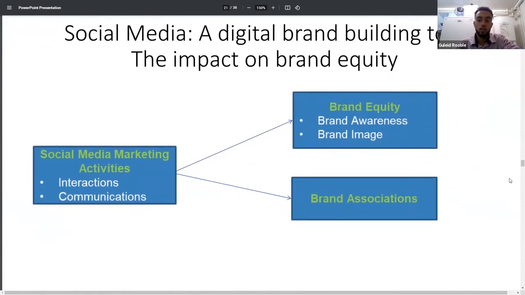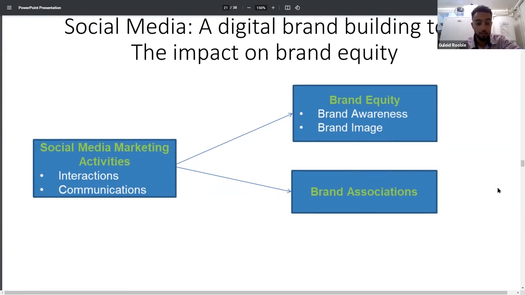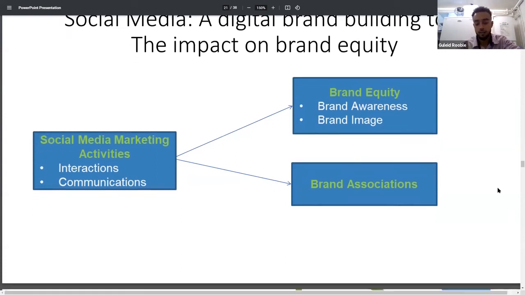So this is a digital branding building tool, the impact on brand equity. You want to have a significant impact on brand equity. So social media marketing activities, interactions and communications, would branch out into two forms. Number one being brand equity, which branches out into brand awareness and brand image. And from social media marketing activities, you branch out to brand association. If you do this right, this strategy will allow you to build brand equity with your audiences over time. Okay, so next slide, please, Ben.